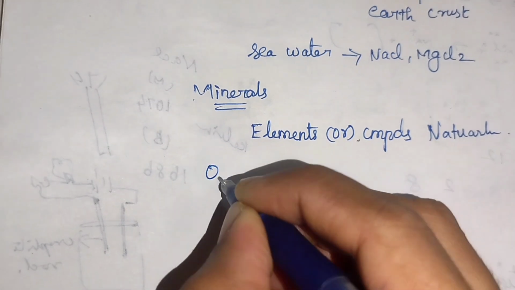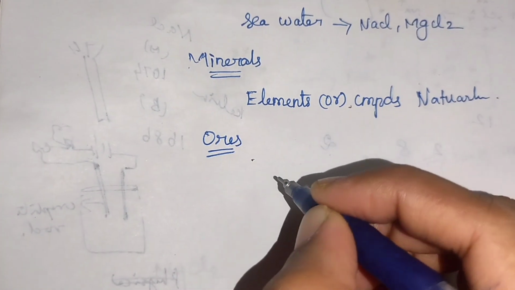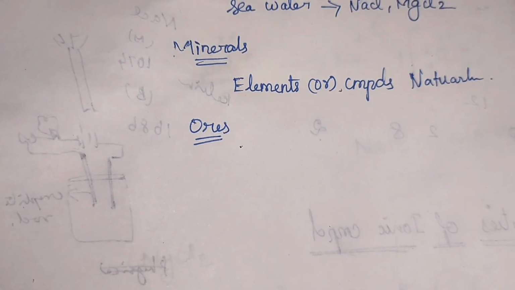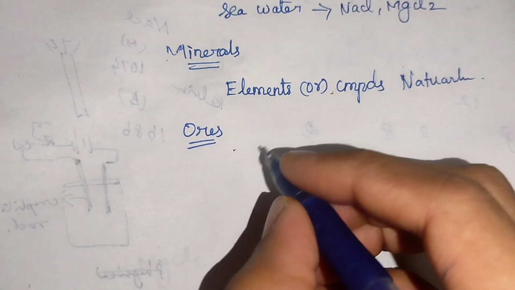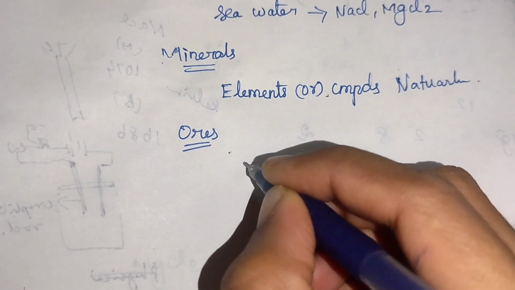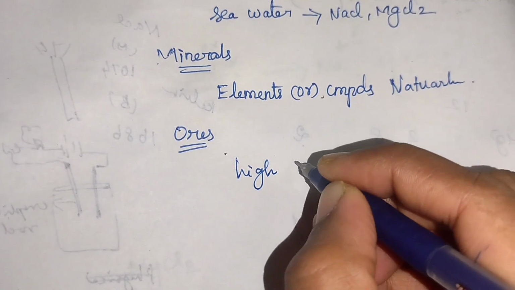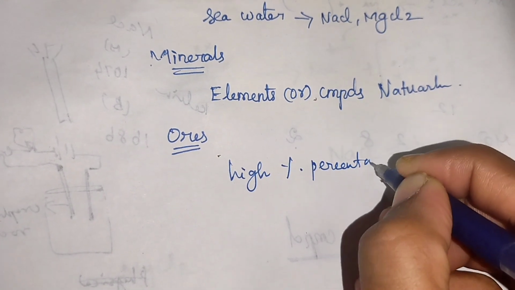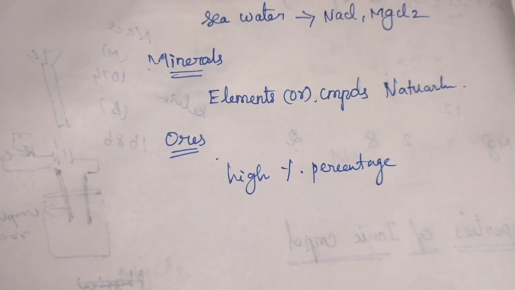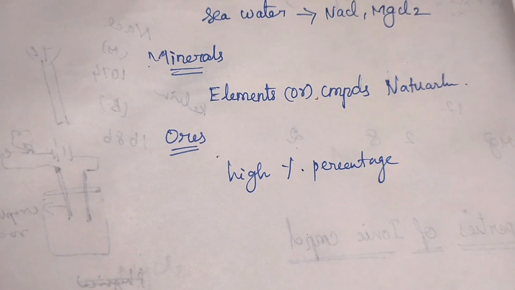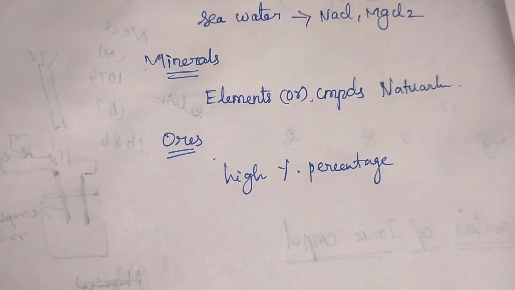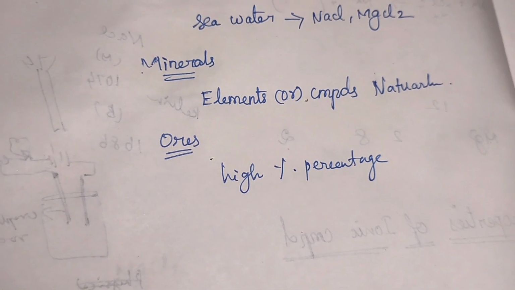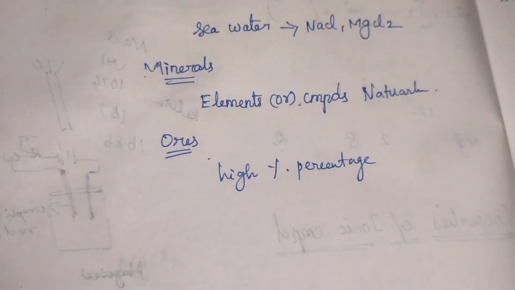Next topic is ores. What does ore mean? At some places a particular mineral is present in a high percentage, and we can extract the metal from it by some procedure. We can extract more metal, but this occurs only in some places. So that mineral is known as an ore.